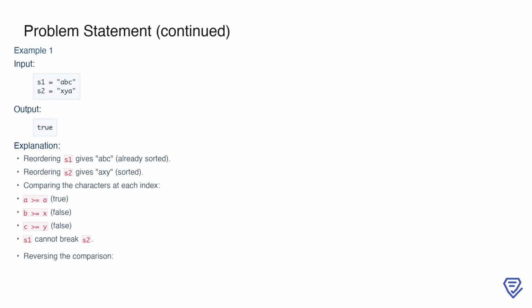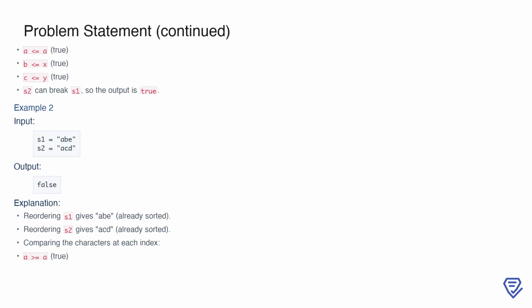However, we also need to check the reverse comparison to see if S2 can break S1. When comparing in the reverse direction, we find that at index 0, A is less than or equal to A, which is true. At index 1, X is greater than or equal to B, which is also true. Finally, at index 2, Y is greater than or equal to C, which is true as well. This means that S2 can break S1, so the result for this example is true.